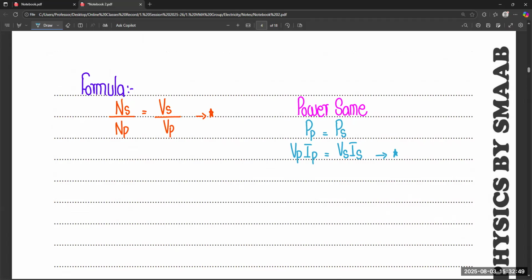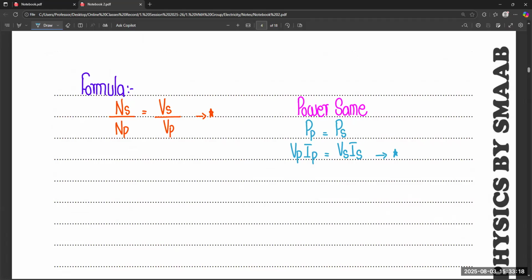So this is another formula, right? So you can calculate unknown voltage, you can calculate unknown value of electric current, or if you want to find out the number of turns for any type of transformer given in the question, you can calculate with the help of these two equations. So these two equations help you to calculate the numbers related to transformer.